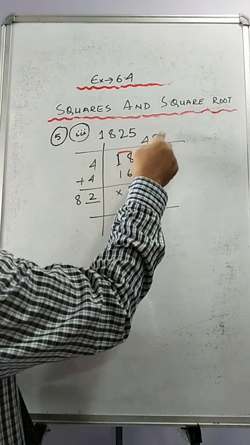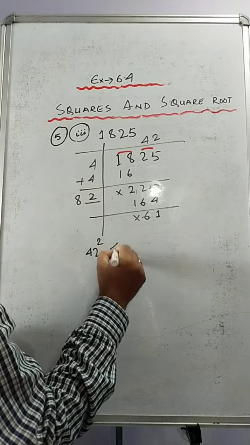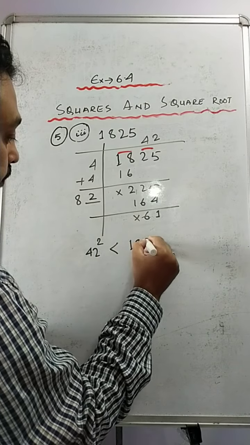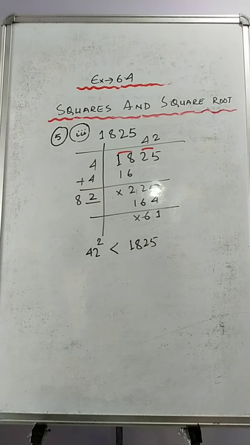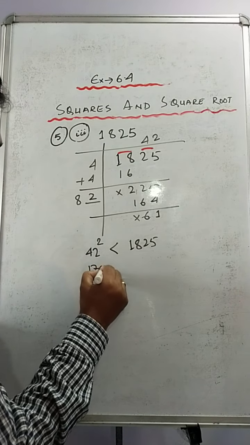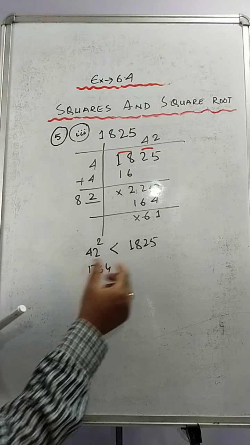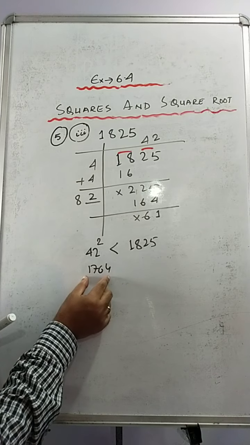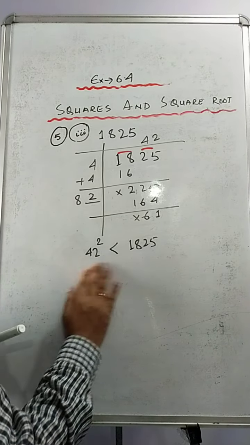So what is the observation again? 42 square is less than 1825. Now what is 42 square? It is 1764. See, it is quite a bit less than 1825. So we cannot make 1825 into 1764. Why? Because in that case we would have to subtract. So we'll go for the next number.